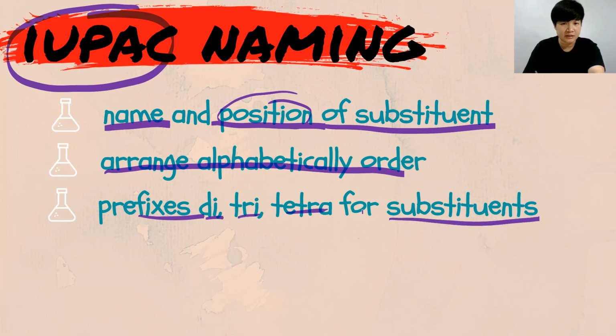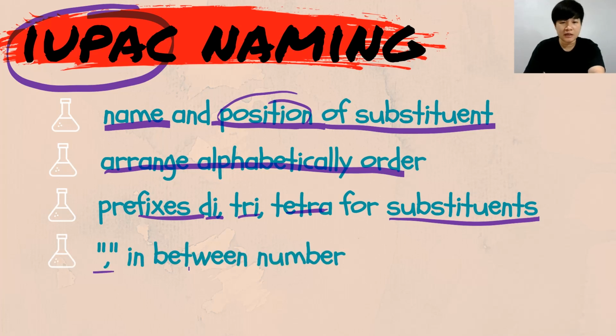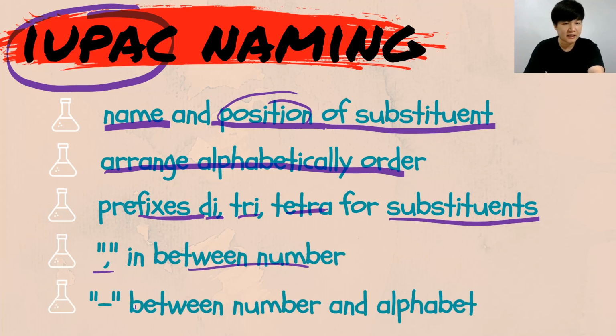Alright, all the rules that you have learned previously basically apply in your alcohol, except your alcohol right now having the word -ol and the OH group must deserve the lowest position. Commas in between numbers, alright, all the standard things, guys. Dashes between the numbers and letters. All that is the standard IUPAC naming rules that we have been learning. So all these will apply as well in the naming of alcohol.